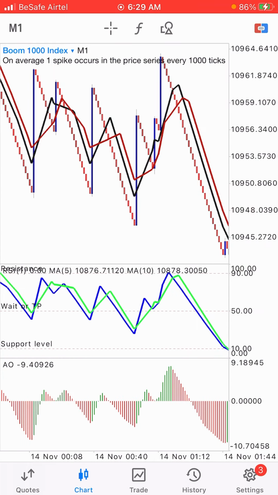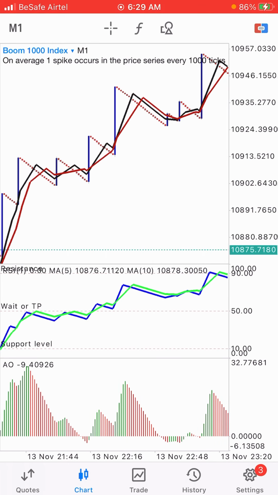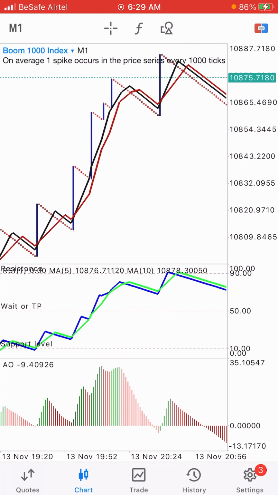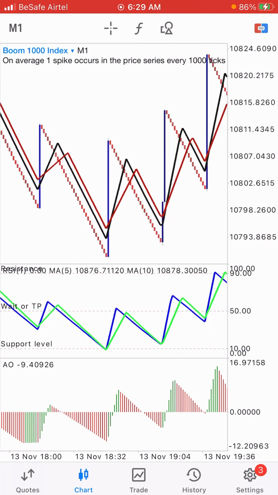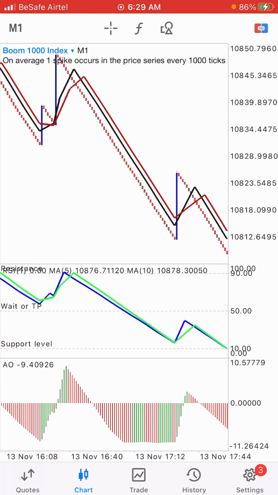This year I have just a few indicators. I'm not a fan of a lot of indicators that will cloud your charts and start confusing you. I make everything simple, in the best way you can understand.